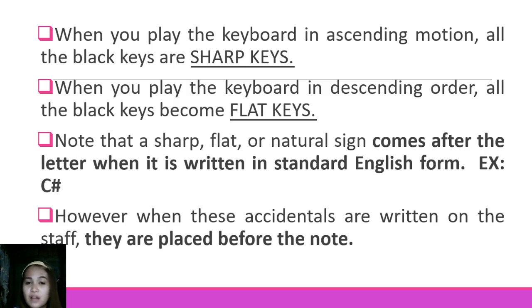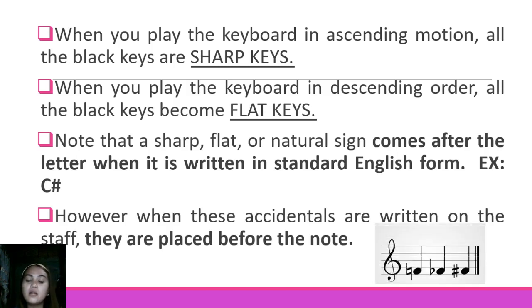Note that a sharp, flat, or natural sign comes after the letter when it is written in standard English form. Example, C sharp, F sharp, A natural, B sharp, C natural. So, after the letter, is what? However, when these accidentals are written on the staff, they are placed before the note. When drawing the note, the sign is drawn before. Natural, flat, and sharp.